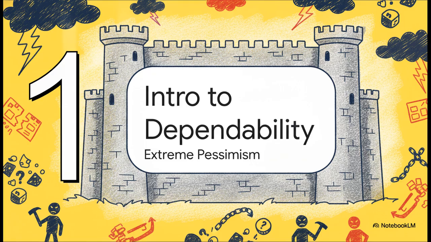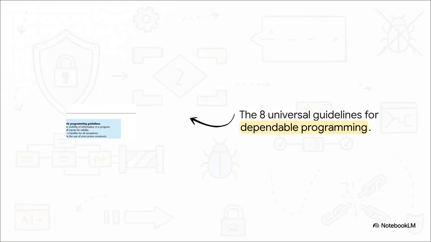All right, Section 1, Intro to Dependable Programming. Let's get right into it. I want to frame our entire narrative today around one absolutely core concept: extreme pessimism. When you're writing dependable code, you literally have to treat your program like it's a fortress under siege. You have to assume the absolute worst about the environment it runs in, the data it receives, and the users interacting with it. And to build that fortress, we're going to rely on 8 universal guidelines for dependable programming.